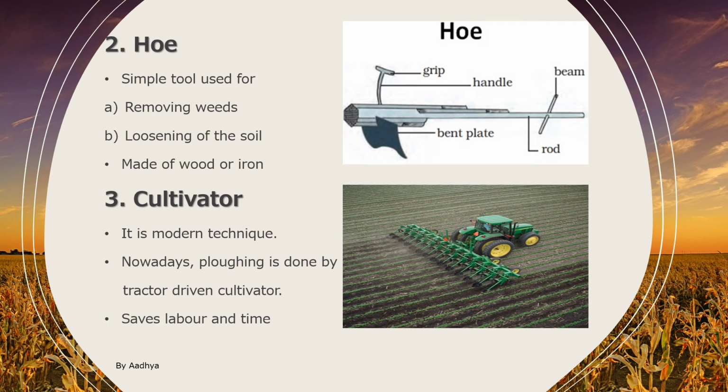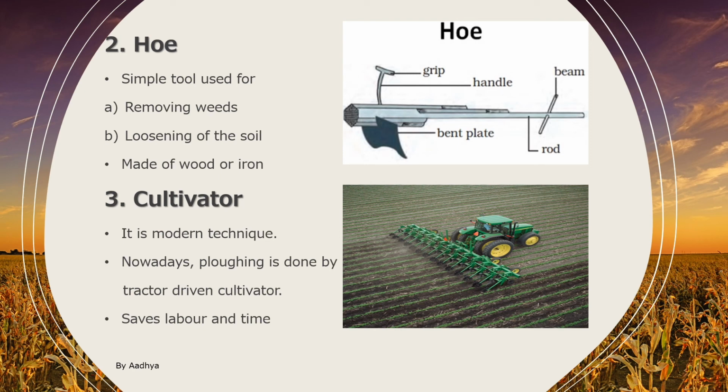The second one is the hoe. It is a simple tool that is used for removing weeds or loosening the soil. Here there is a long rod, which may be made of wood or metal, and a bent plate, which helps in removing the weeds or loosening the soil. And this may be pulled by animals.